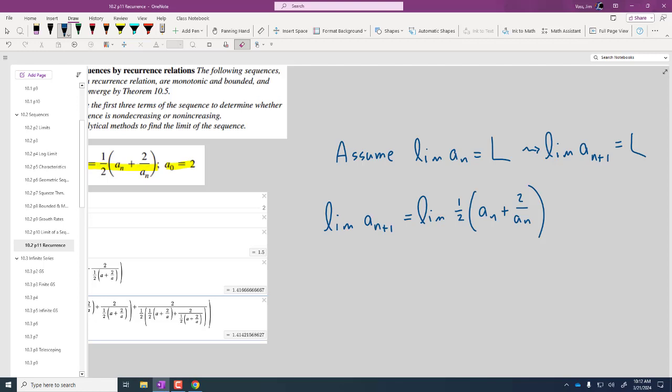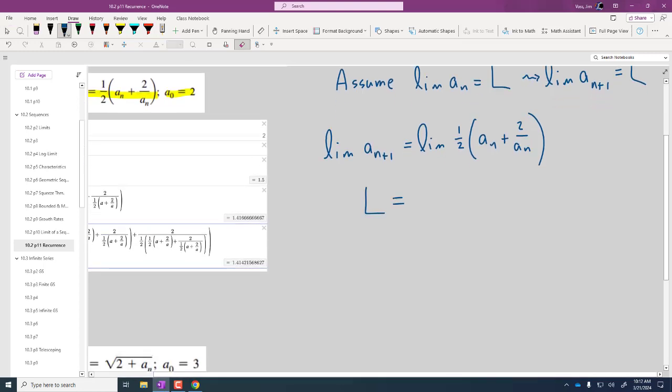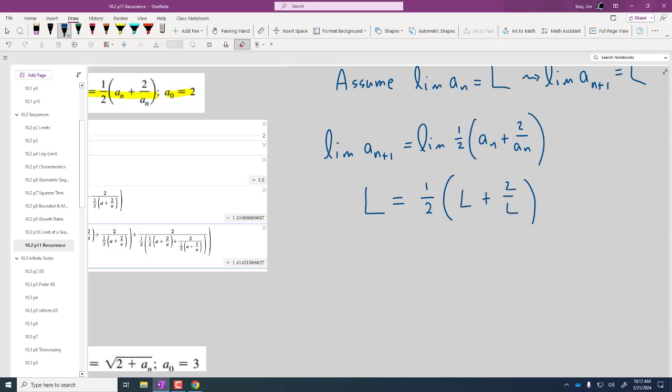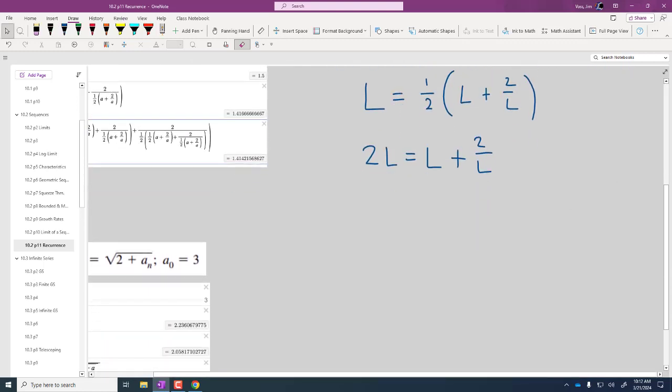And so when we take the limit of both sides of this equation, we end up with L equals, and remember the limit can pass through continuous functions. It can jump to the middle here. And we end up with (L plus 2 over L) over 2. Take the limit of each of those. End up with an algebraic equation here. Let's multiply both sides by 2 just to clean that up. So we have that. We can subtract L from both sides. So that's what we get if we subtract L from the left and the right.